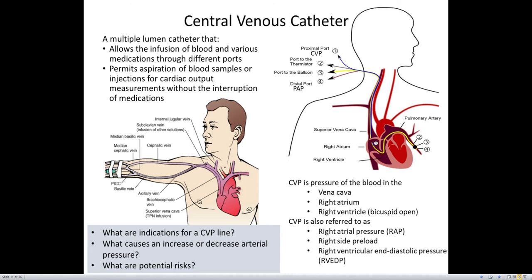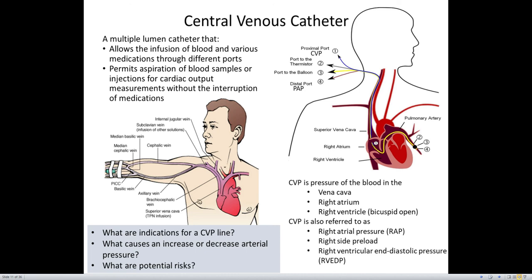So the catheter is a multi-lumen catheter that allows the infusion of blood and various medications through different ports. It permits aspiration of blood samples, particularly mixed venous blood or venous blood, or it allows injections for cardiac output measurements without the interruption of medications. So CVP, central venous pressure, is the pressure of blood that's in the vena cava, but is often equal to the pressure in the right atrium and the right ventricle when the tricuspid valve is open. It's also referred to as right atrial pressure, right side preload, or right ventricular end diastolic pressure.